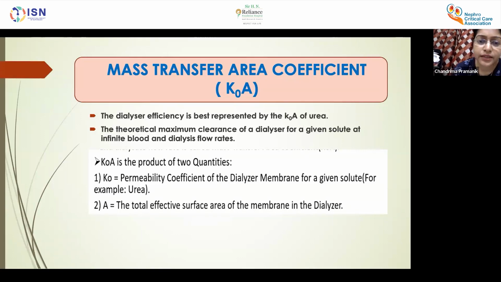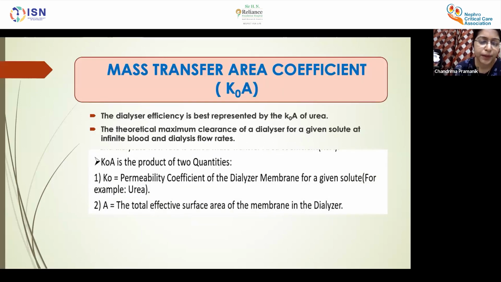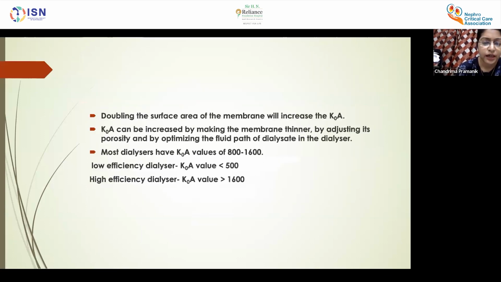So it is defined as the theoretical maximum clearance of a dialyzer for a given solute for infinite blood and dialysis flow rate. As it is dependent on the surface area, if we increase the surface area, the K0A will increase. If we make the membrane thinner, or if we adjust the porosity, K0A will increase. If we optimize the fluid path of dialysis in the dialyzer, K0A will increase.